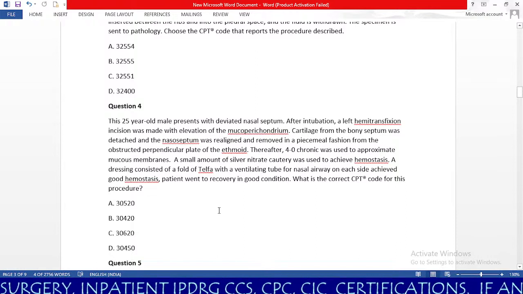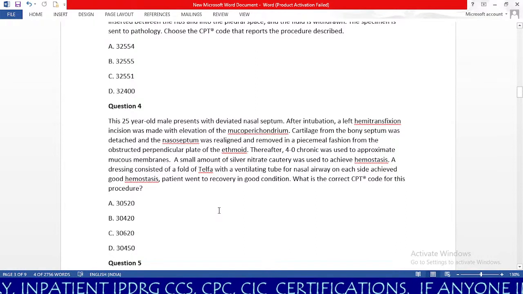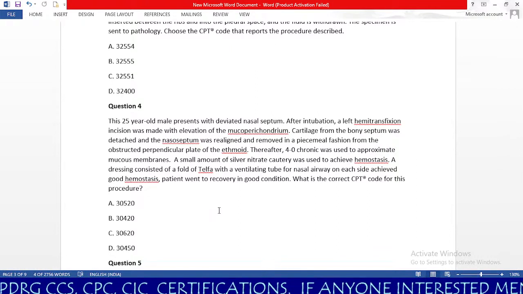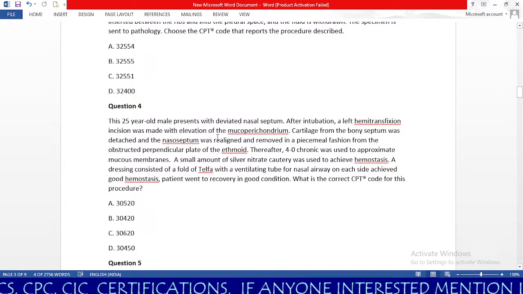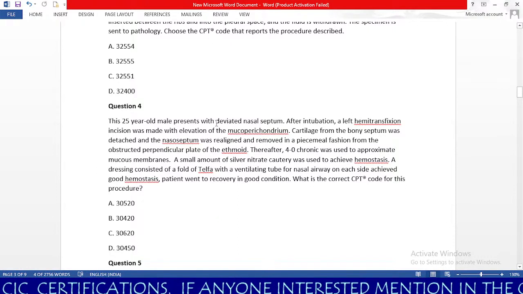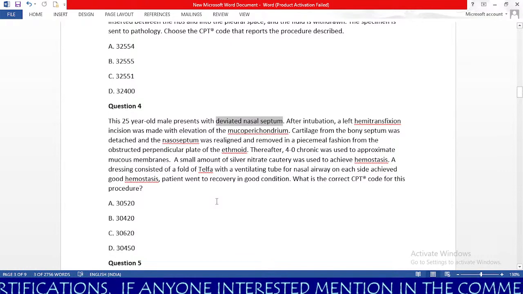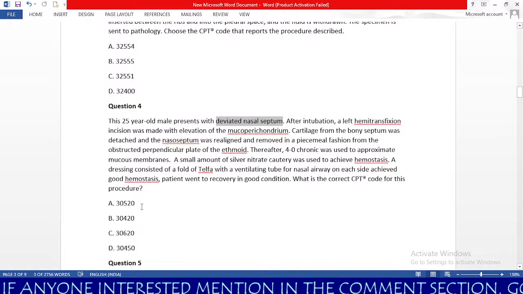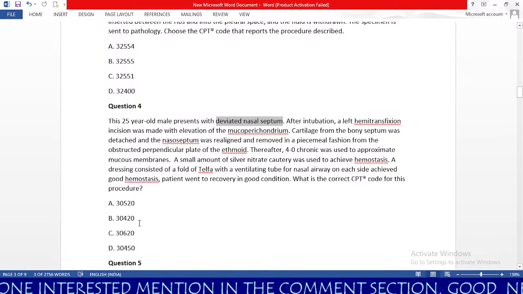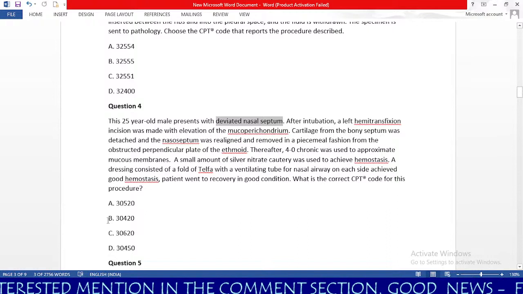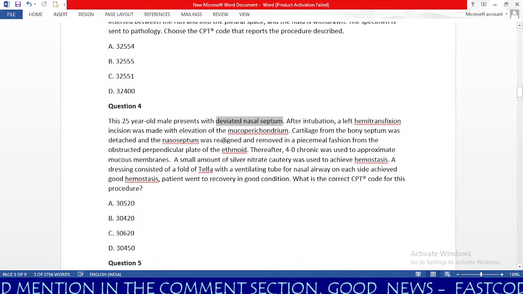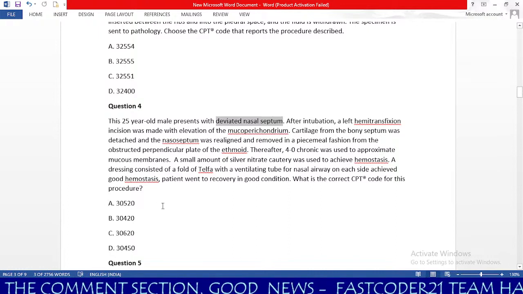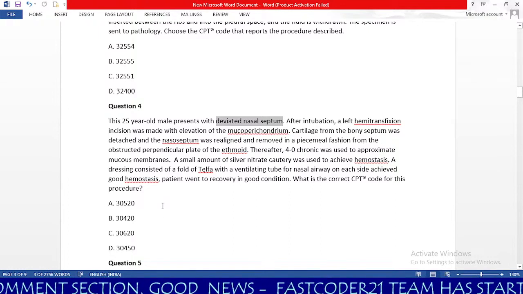So here you need to check all the answers. We have rhino in these four options. We have rhinoplasty and septoplasty. But based on the documentation, the physician has performed a procedure for the nasal septum. So here our answer is A, which is 30520, for septoplasty. The remaining are procedures for rhinoplasty. As rhinoplasty is a cosmetic procedure, we can't code rhinoplasty for deviated nasal septum. So our answer is 30520, which is septoplasty or repairing of the septum.